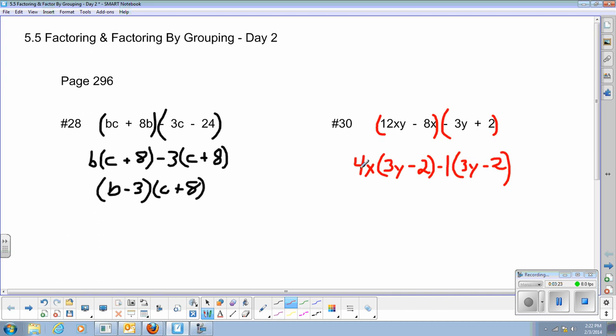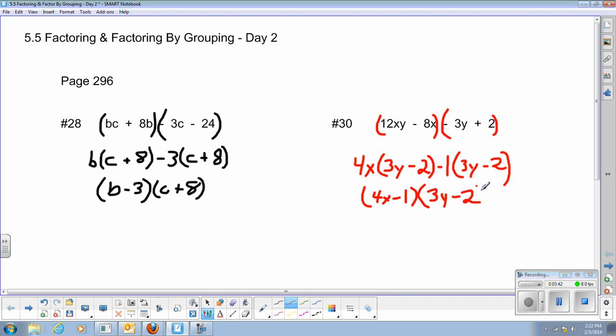Now I have 4x minus 1, and I have 3y minus 2, and both here, so I will do parenthesis, 4x, because if I knew what that was, I would subtract 1 from it, and then I would multiply that by 3y minus 2.